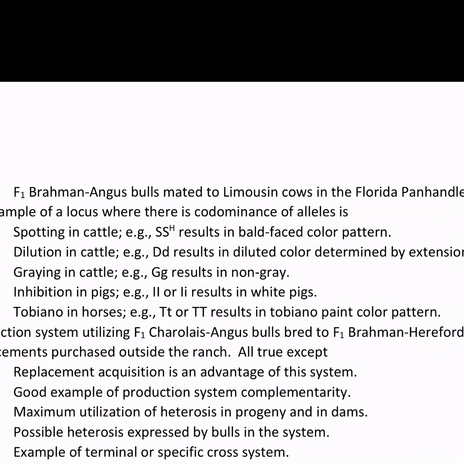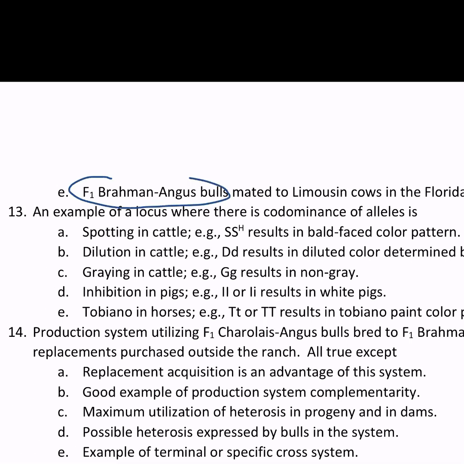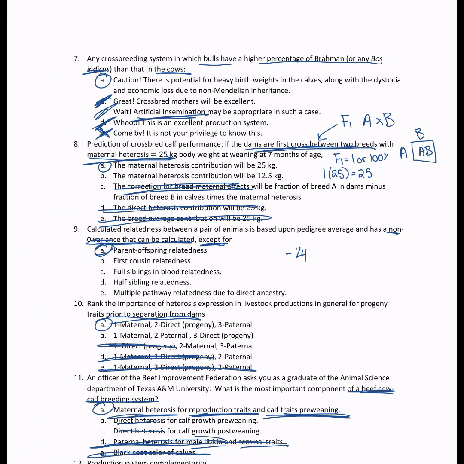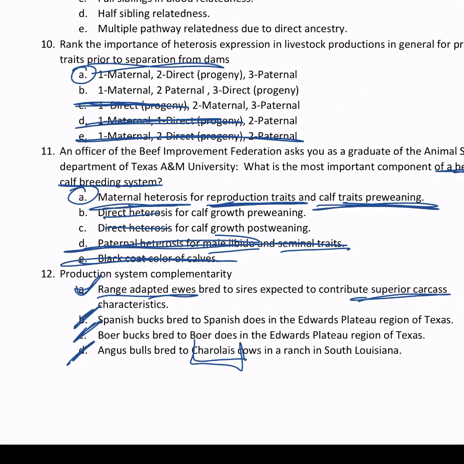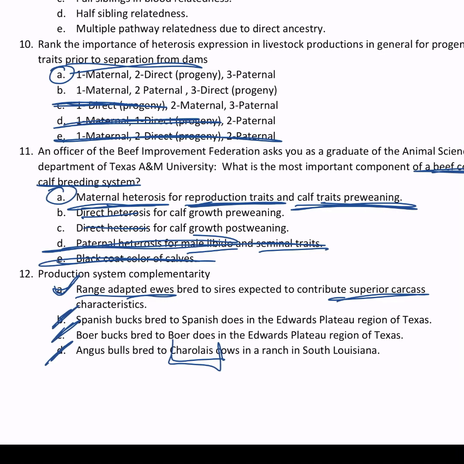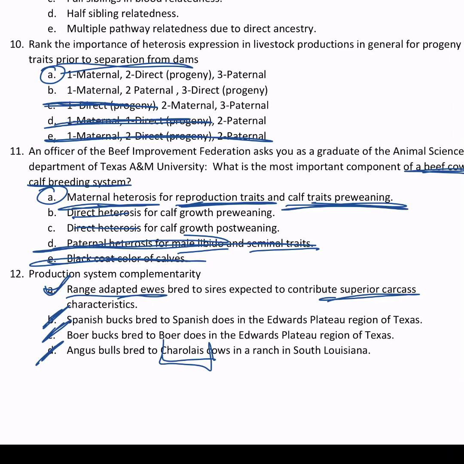We have our F1 Brahman Angus bulls mated to Limousin cows. It'd be a whole lot more beneficial if these F1 bulls were the cows. So E is not the correct answer choice. So once again, we have our range adapted ewes bred to sires expected to contribute superior carcass characteristics. That would be a great example of production system complementarity.